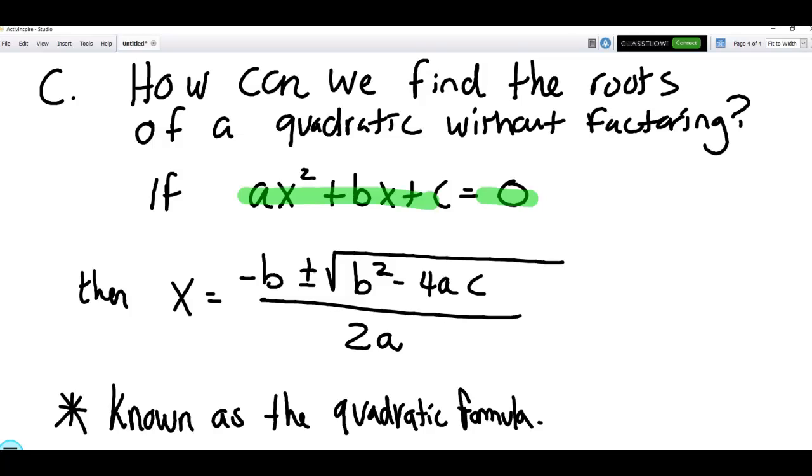I've also heard people say memorize it with a story. And so it goes like this. It says, there once was a bad boy, negative b, bad boy. And he couldn't decide, plus or minus, he couldn't decide if he wanted to go to the radical party, because he thought he was squared.